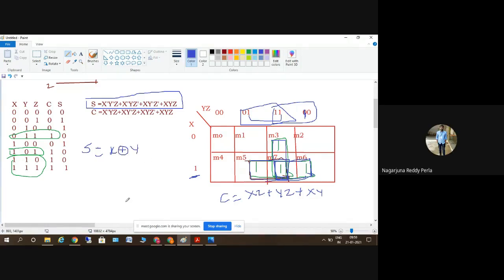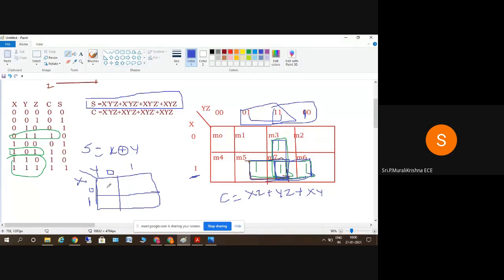Okay. So if I take the truth table of the previous one and draw the K map for this, in case of the sum, this is X and this is Y. This is 0, this is 1, and this is 0, and this is 1. So check the truth table of half adder. What are the min terms? Tell me the min terms for sum in case of the half adder.